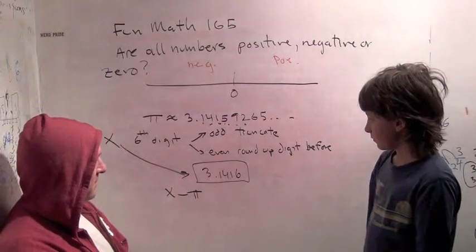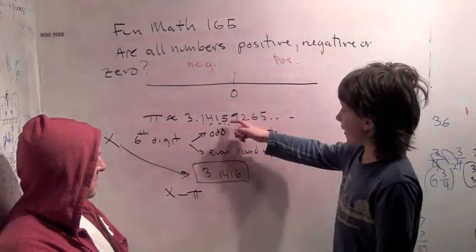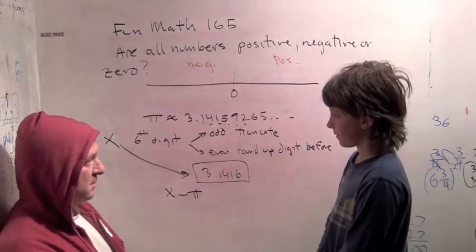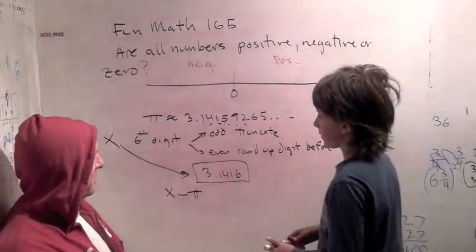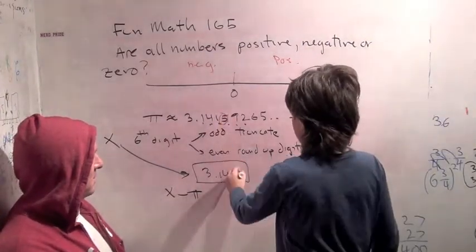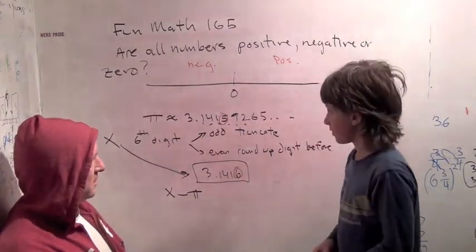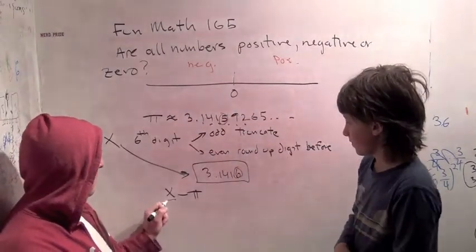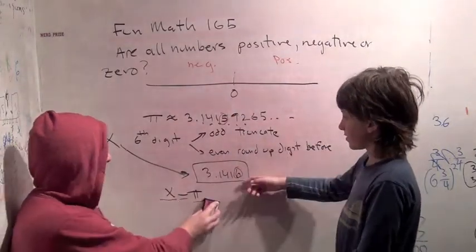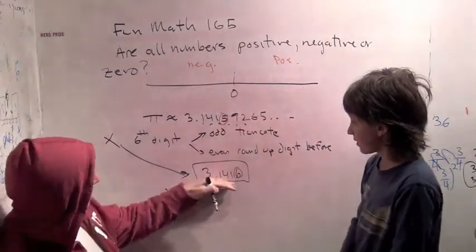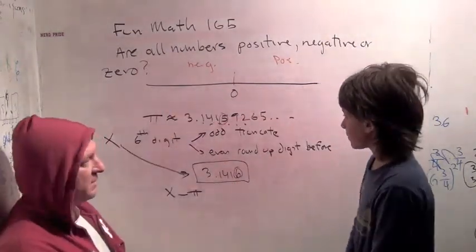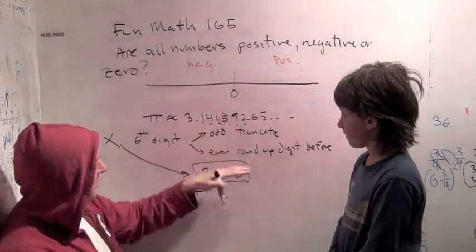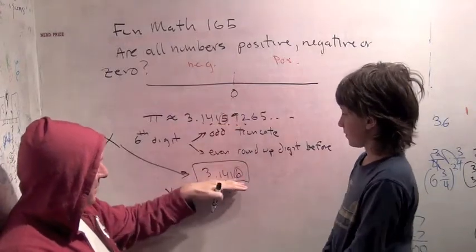Well, the 5 minus the 6 would result in a negative. Why are you doing 5 minus 6? We're going to have to subtract pi from this number. It's this number minus pi. So is that going to be positive, negative, or 0? I think it'll be positive, because we rounded up. So this is positive. This is numbers bigger than pi, right?